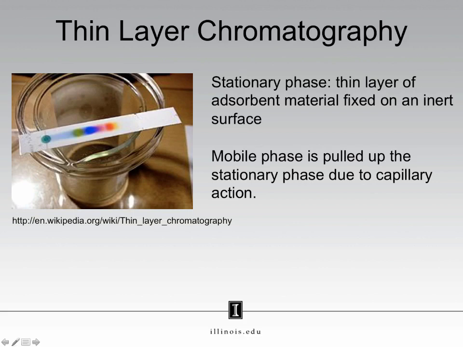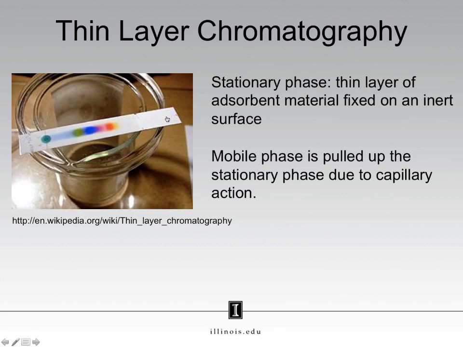Here on the left, we see an example of a thin layer chromatography plate, or TLC plate for short. The stationary phase on the TLC plate is this white substance you see coating this flat surface. We will talk more about the stationary phase shortly.